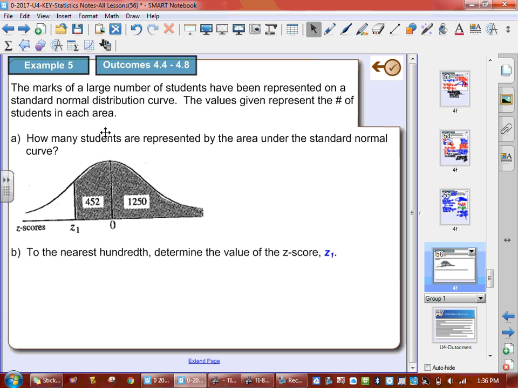Now remember, if we want to find Z1, we have to start at the beginning and run the race up to that line. Well, we're not able to do that unless we know how much information's in there. Well, they gave us the 1250 on the right so that we know what number to subtract from. So we're going to take 1250 and we're going to subtract the 452. That's going to tell us the unshaded part. Okay? So 798 is the unshaded.